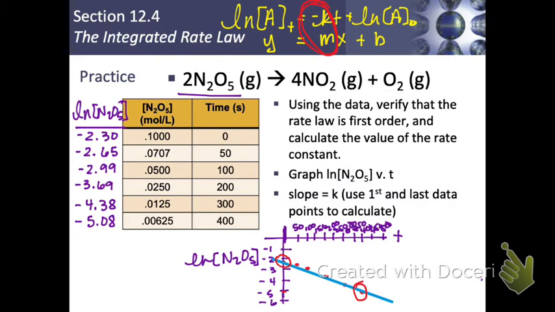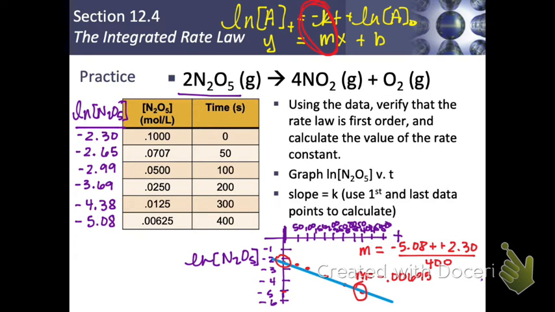To calculate the slope, I'm going to take the change in y, which is negative 5.08 minus the initial, negative 2.30, over my change in time, which is 400 minus 0, so just 400. I'm going to run that math knowing that a minus a negative turns into a positive. Negative 5.08 plus 2.30 gives me negative 2.78, divided by 400 gives me a value of negative 0.00695. That's my slope.